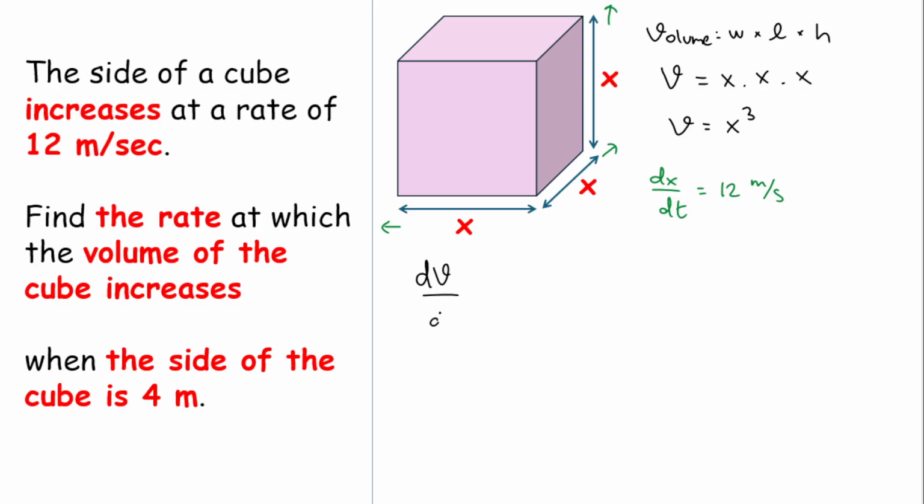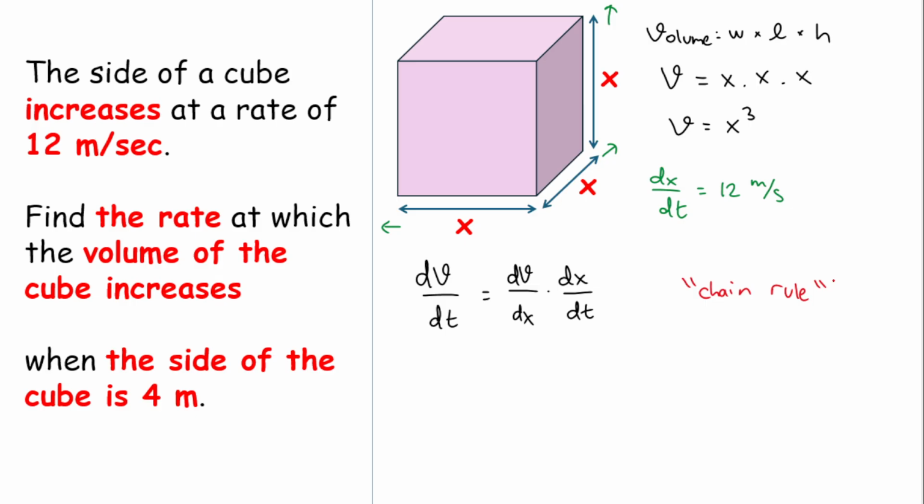So dV/dt, and we know that the volume is x to the third power here. However, this is an x variable, right? So we differentiate the volume with respect to x first. But to get dV/dt, we multiply this by dx/dt. By doing it this way, the dx will cancel each other, and this is called the chain rule, right?